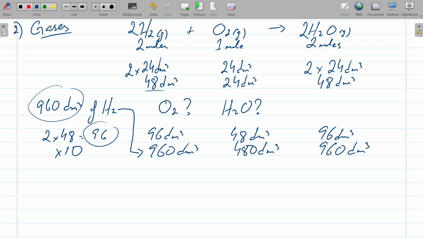Another way you could do it, you've got, right, so a balanced equation has 48 decimeter cubes of hydrogen gas. Yes, Fatma, you're following along? Yes. Okay, so a balanced equation has 2 moles of hydrogen gas, which is 48 decimeter cubes by volume, and what we're being asked is 960. So what you do is, this is what you have, and this is from a balanced equation.